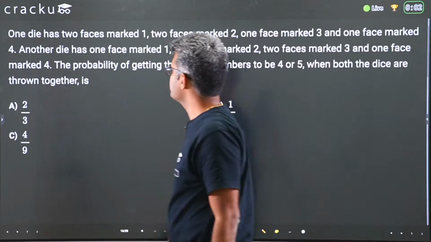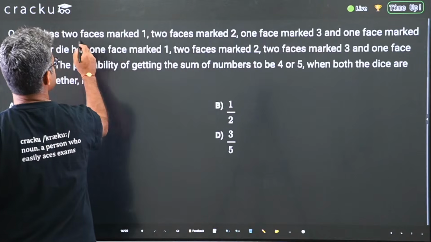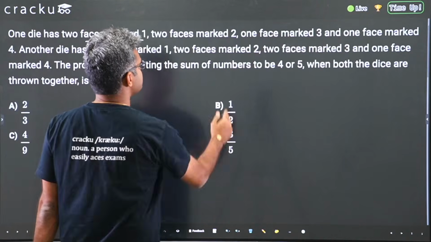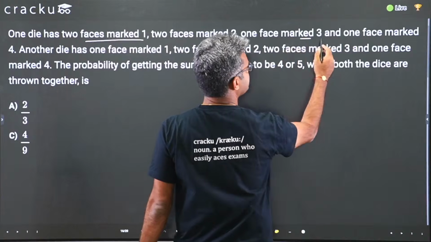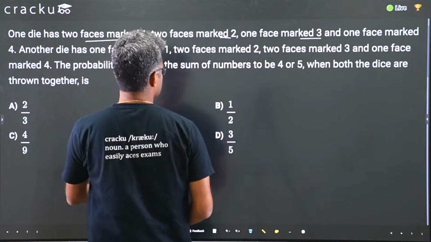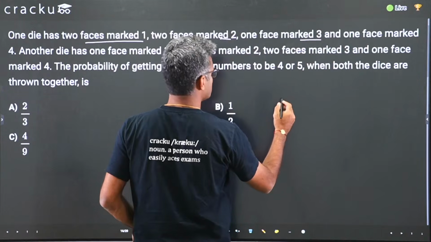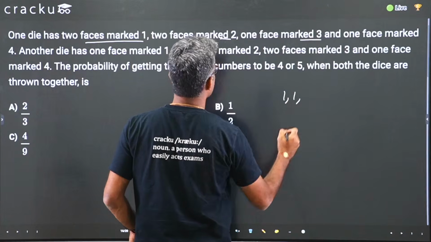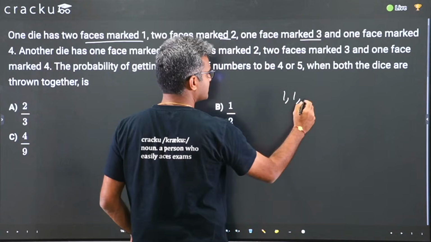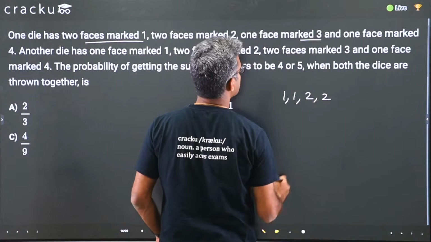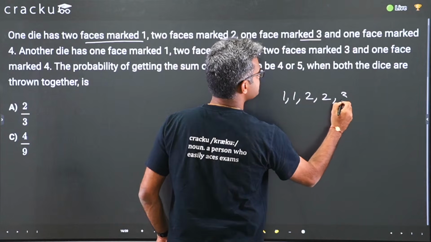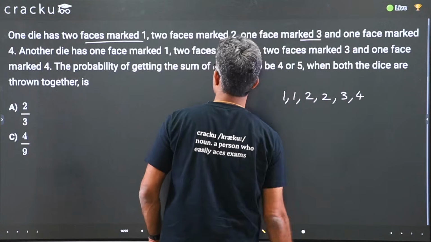Okay, in this question we have one die which has two faces marked 1, two faces marked 2, one face marked 3 and one face marked 4. So we have a die which has two faces marked 1, so it is 1 and 1. Two faces are marked 2, so it is 2 and 2. One face marked 3, this is 3, and one face which is marked 4.